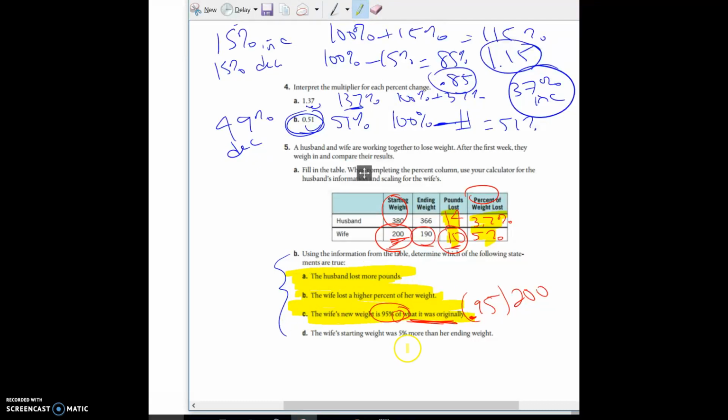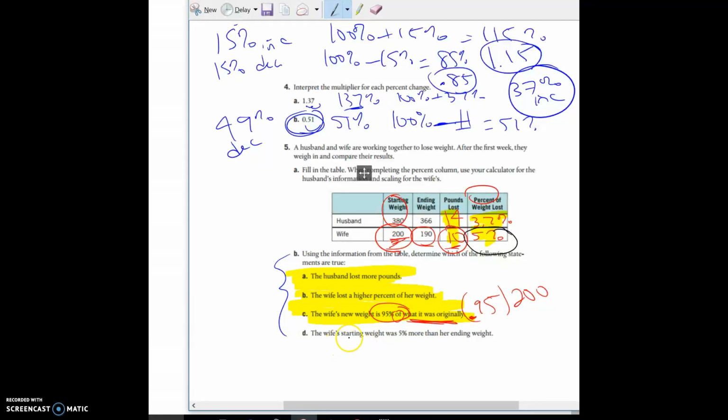All right, now let's look at the last one, and this one gets a little tricky here. So, the wife's weight was 5% more than her ending weight. And yes, she lost 5%. So some people are like, well, can I just add that back in? And percents don't work that way because they're moving targets.